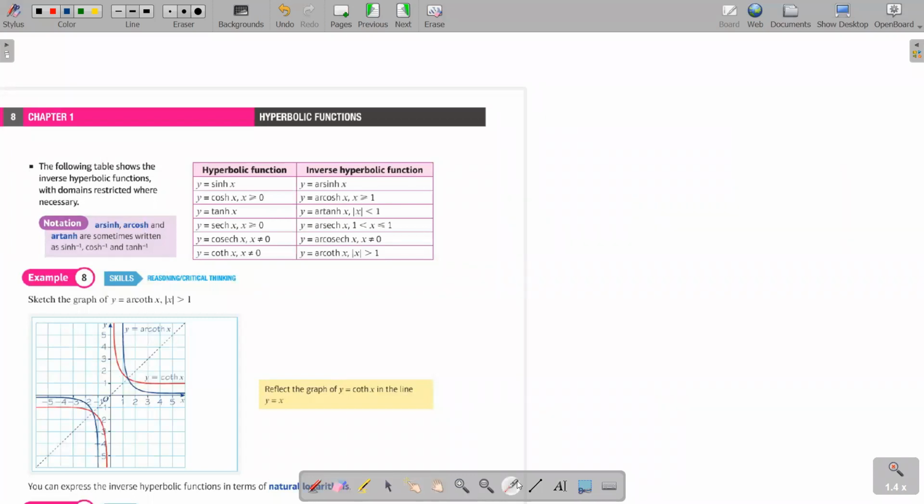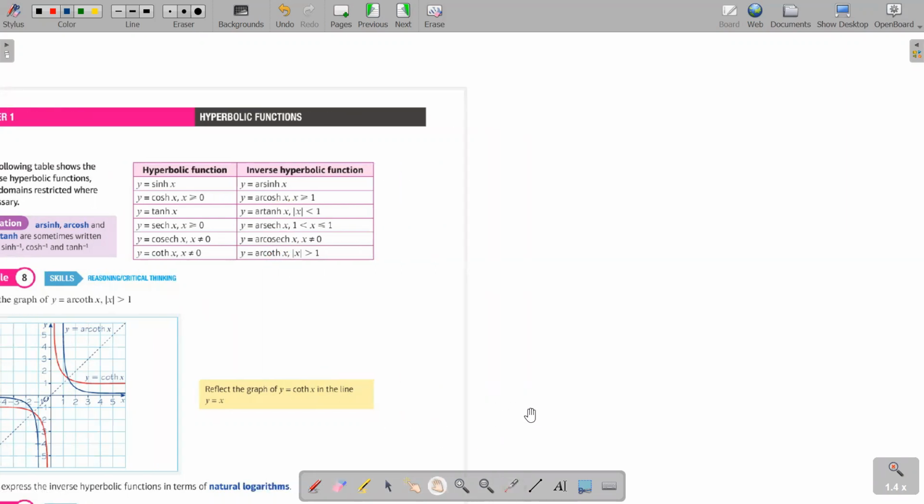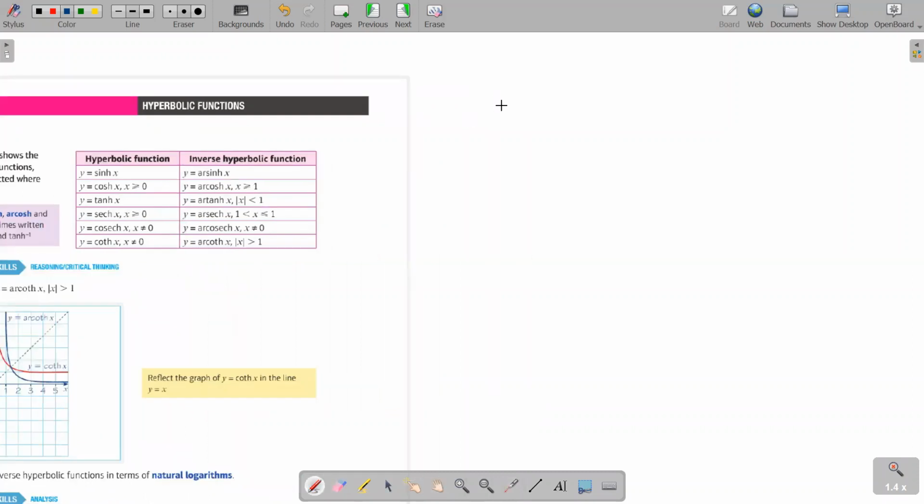All right, guys. So we've discussed the R sinh x and the R cosh x. Now we'll go through the rest of the graphs as well: R tanh, R sech, R cosech, and R coth. So I will go through all of these graphs. Next, let's go to the y equal R tanh x graph.